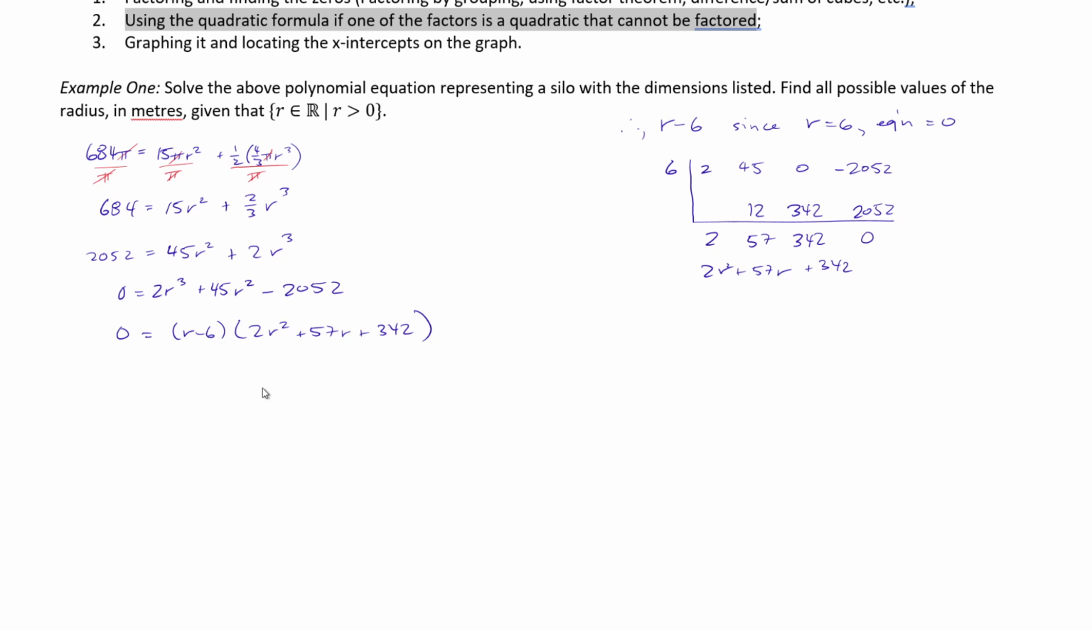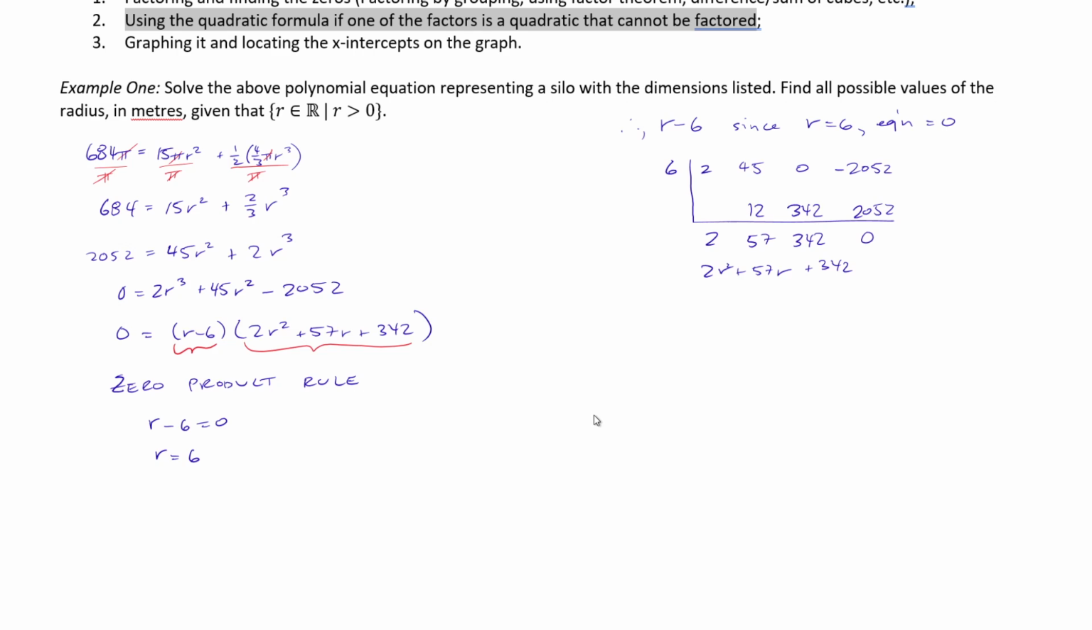What we have to think about here is the zero product rule. Which means that if this equation is equal to 0, then either this is equal to 0 or this is equal to 0, right? Because 0 times a number produces 0. So I already know what one of my r values is. r minus 6 has to be equal to 0, because 0 times that quadratic would be equal to 0. So r is equal to 6, and that's a possible radius for this silo.